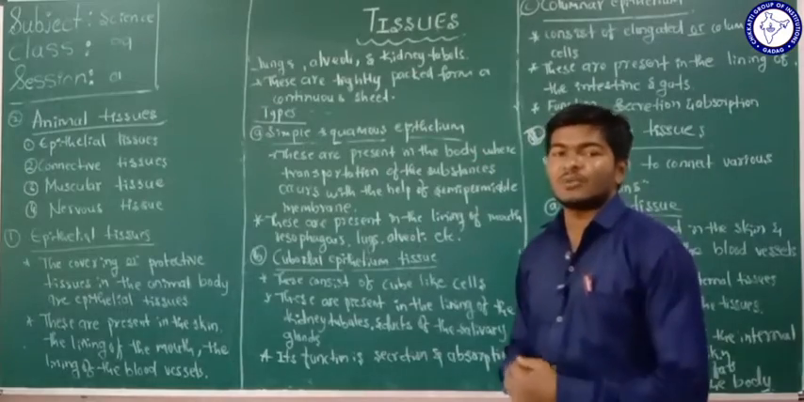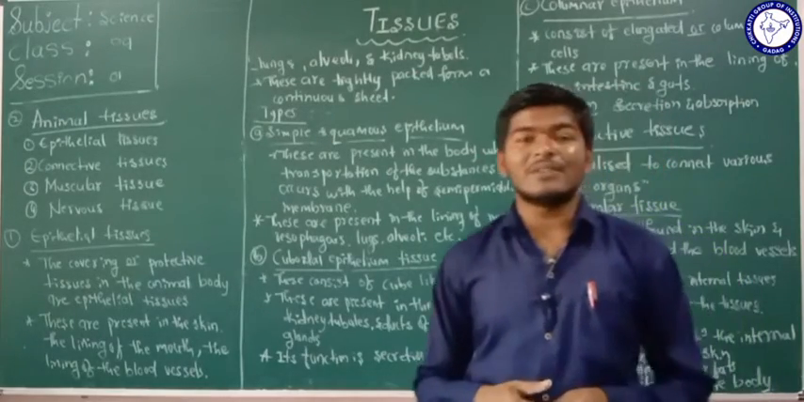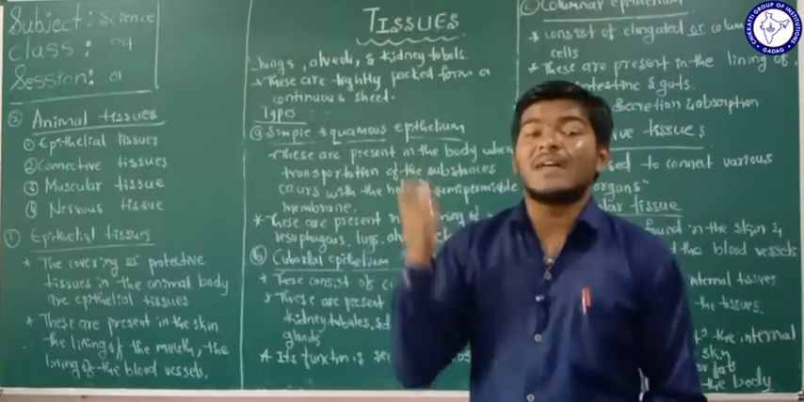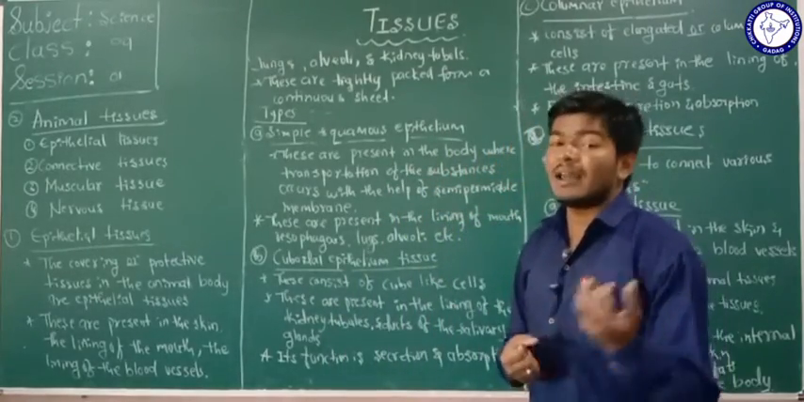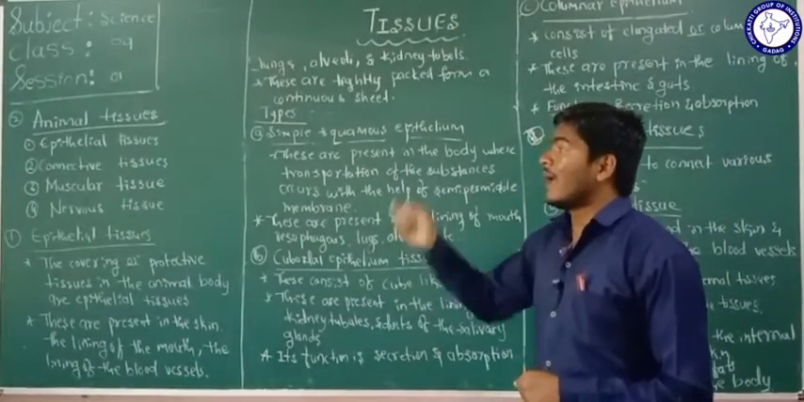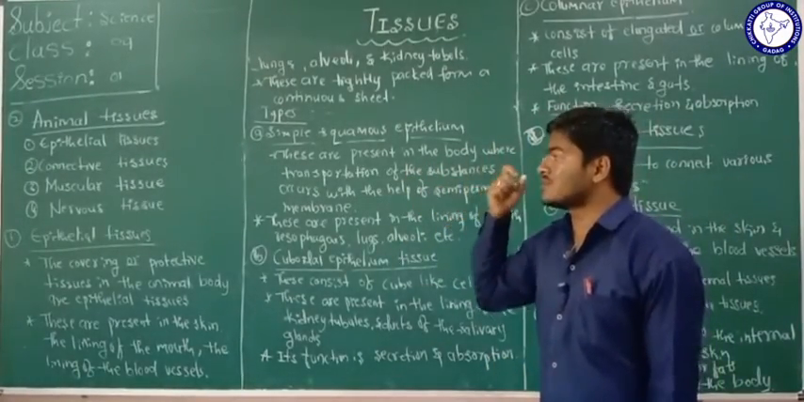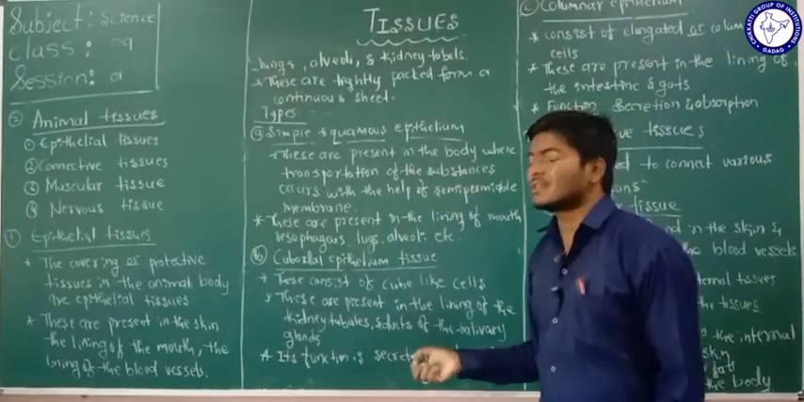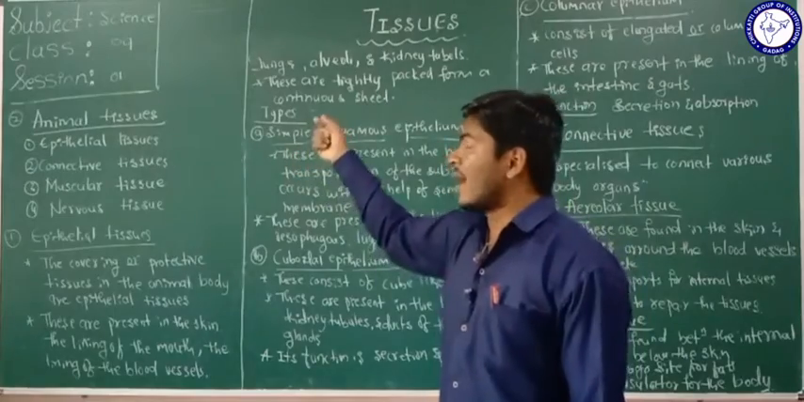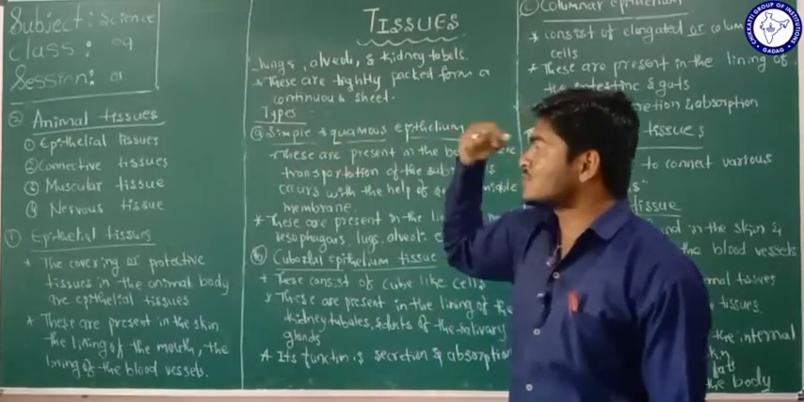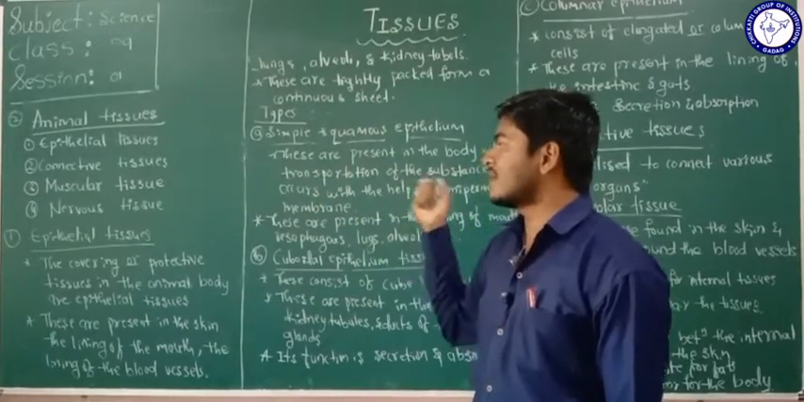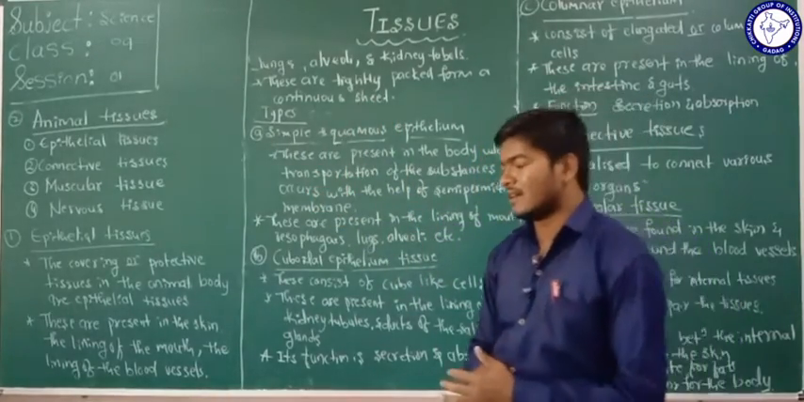In today's session we are going to continue the study of tissues, but in this class we are going to study the different types of animal tissues. So what are animal tissues? What are the types of animal tissues? They are epithelial tissues, connective tissues, muscular tissues and nervous tissues. And in this session we will also discuss the types of epithelial tissues, connective tissues, muscular tissues and nervous tissues.